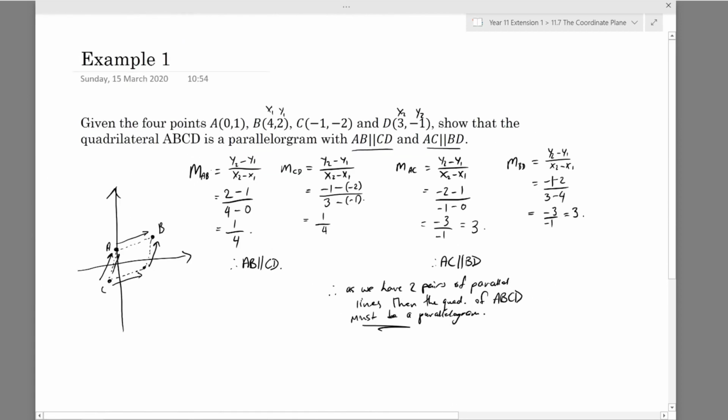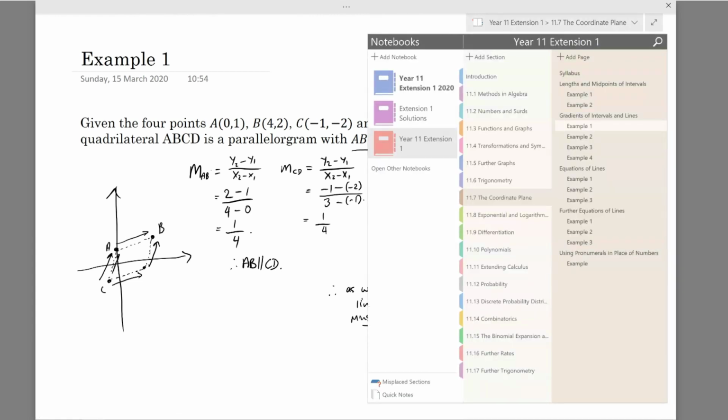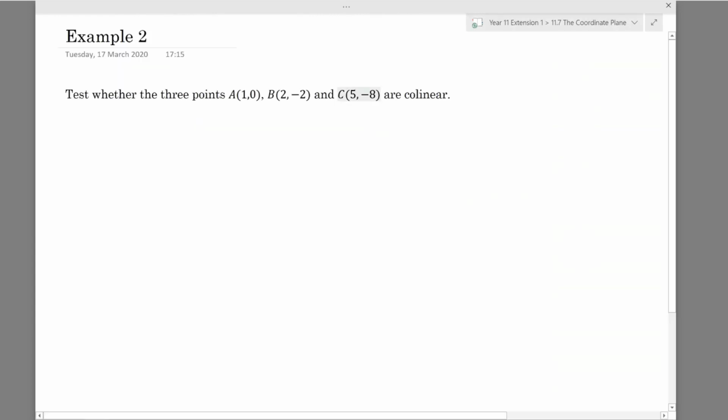It's just applying the formula for the gradient 4 times and checking whether or not you understand that for lines to be parallel, they have to have the same gradients. And that's all we're doing. We're just checking whether or not the gradients are the same for that. Okay, so that's pretty good. I'm just going to rub this top bit out from here. Okay, and we are going to get stuck into example number 2.